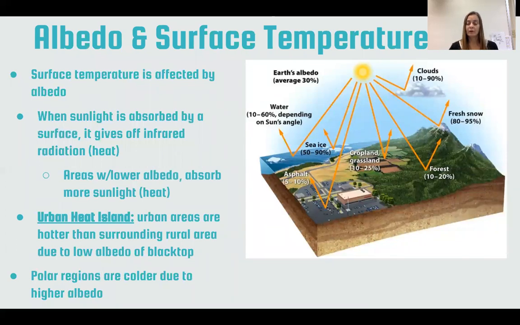And this contributes to a phenomenon we call the urban heat island, which is that urban areas have huge amounts of concrete and dark surfaces. And because they have extremely low albedo, that means that they tend to absorb more heat. And so urban areas are hotter than the surrounding rural areas. And so we get this urban heat island effect. Polar regions and mountaintops tend to be colder because they have high albedo because of snowcap or glacier or ice.